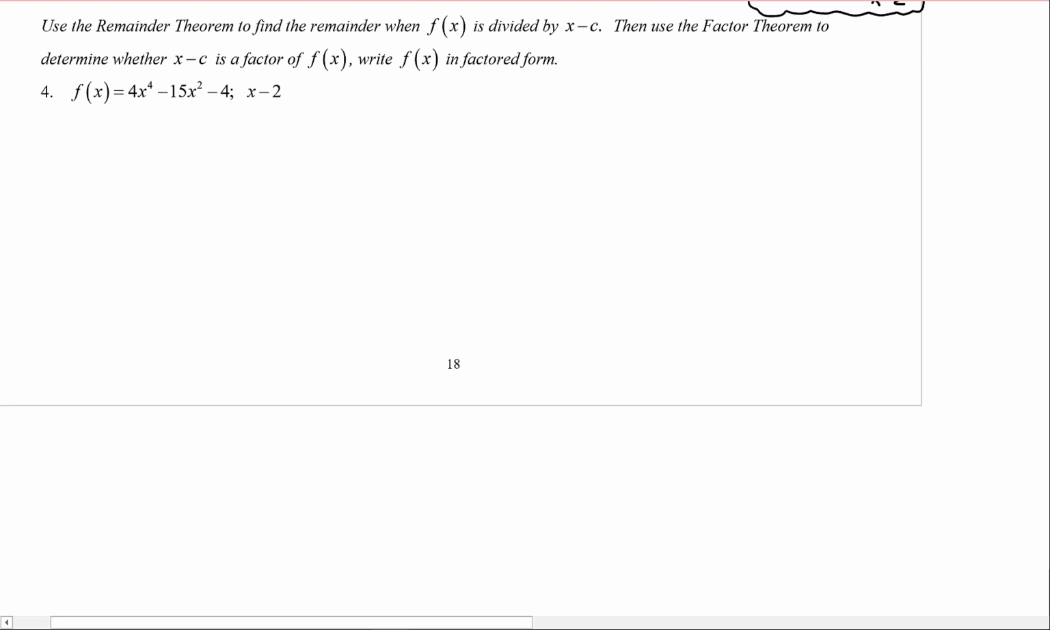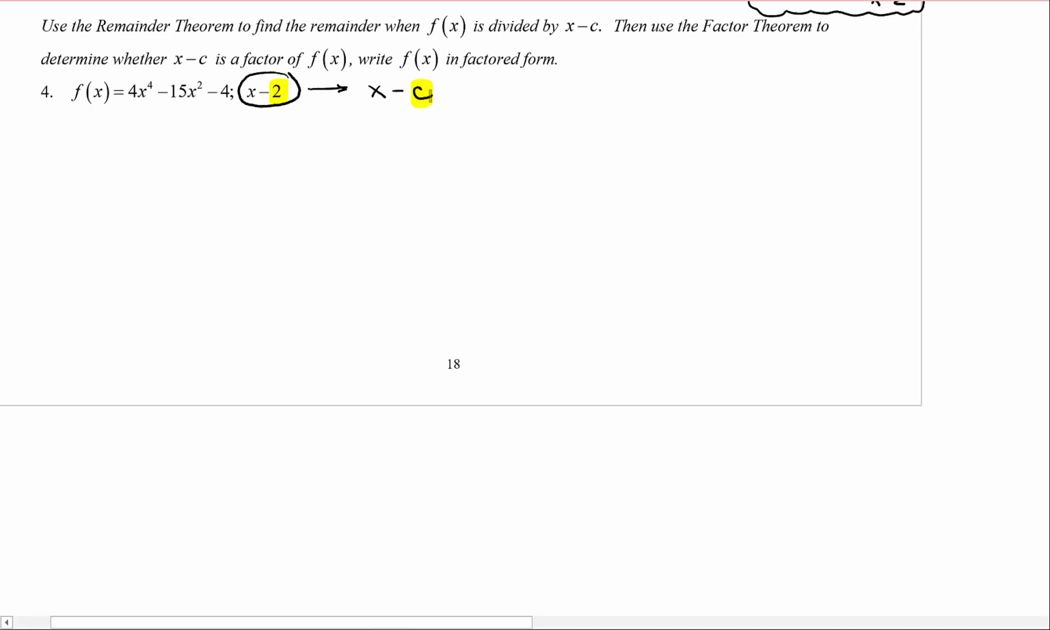All right, use the remainder theorem to find the remainder when f of x is divided by x minus c. Then use the factor theorem to determine whether x minus c is a factor of f of x. Write f of x in factored form. First of all, I want to apologize because this problem says number 4, and it's our first problem for this section. So if you want to cross out that number 4 and write a number 1, that's perfectly fine. Let's go ahead and do that.